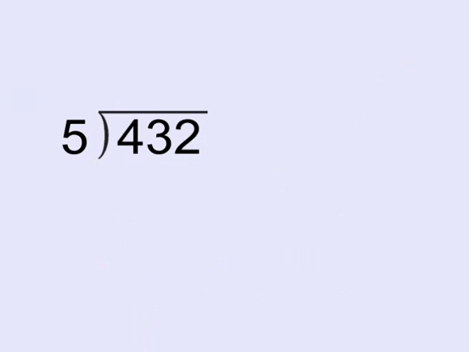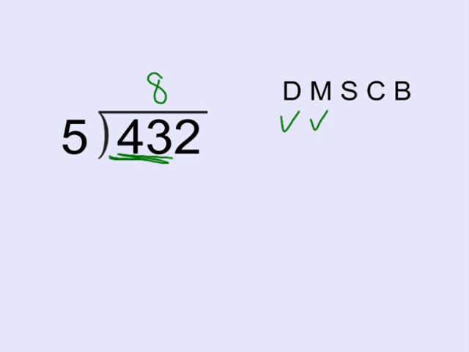If I have 432 divided by 5, I have to divide 5 into 4. It doesn't go. So I have to look at the first two numbers. 5 into 43. 5 goes into 43 8 times. Then I multiply. 8 times 5 is 40. Then I can subtract. 3 minus 0 is 3. 4 minus 4 is 0. Then I can check. Well, 3 is less than 5. And then I bring down. So I'm going to bring down my 2.